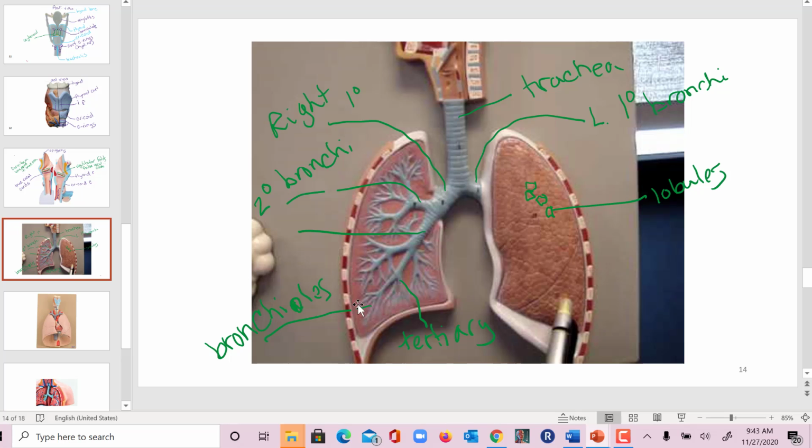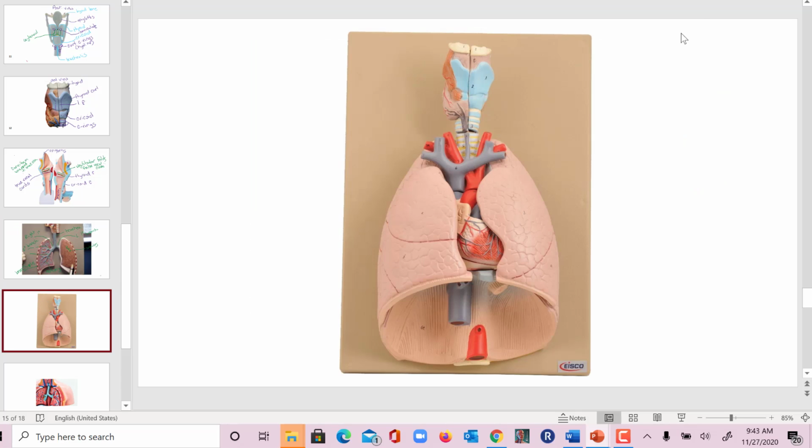All right, and now let's go on to the lobes of the lungs. We can see that best here. Okay, so the lobes of the lung, we have 3 lobes on the right lung. So this is the right and this is the left. And we see fissures. Both lungs have an oblique fissure. The right lung also has a horizontal.